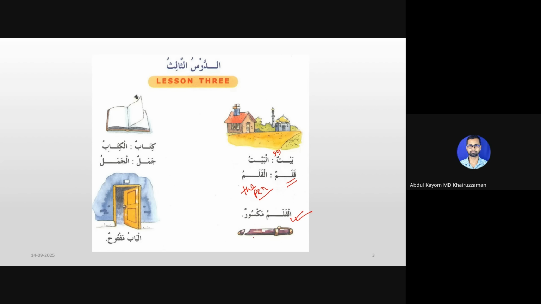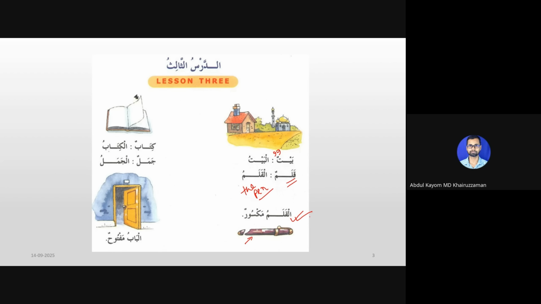Now he wants to give some information about the pen. So what he says, al qalamu maksurun. The pen is broken. He's talking about this pen. Al qalamu maksurun. So this is a complete sentence. We cannot say qalamun maksurun as a full sentence. Qalamun maksurun we can say, but it's not a complete sentence.